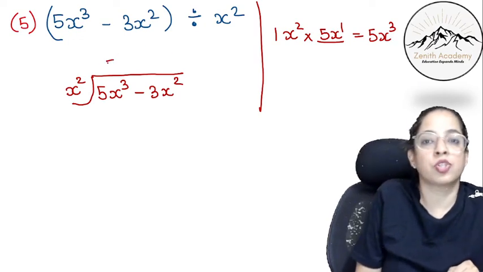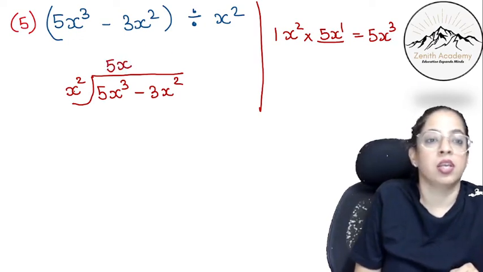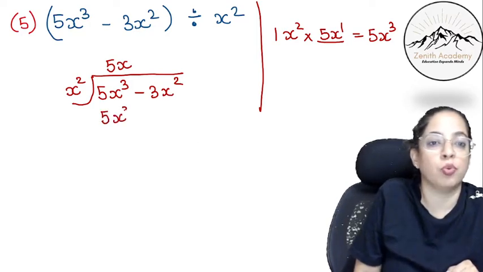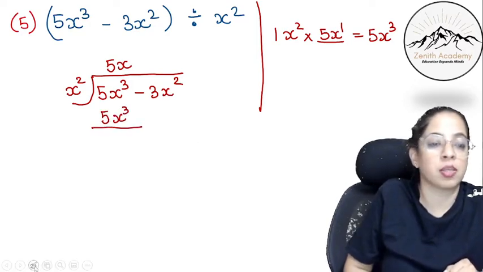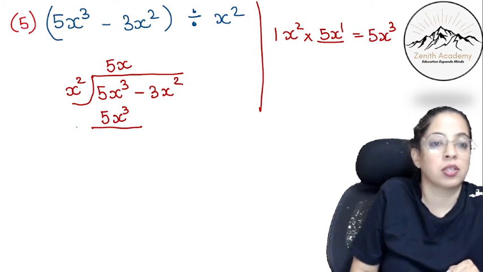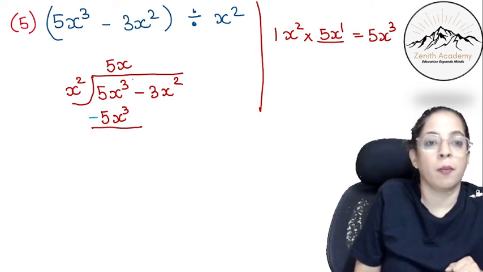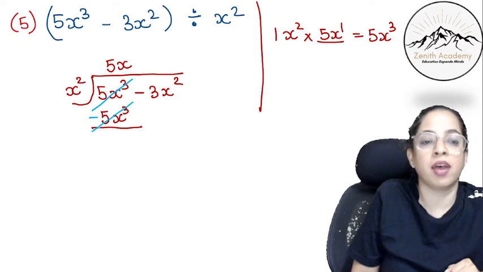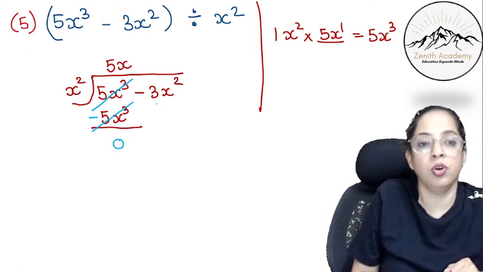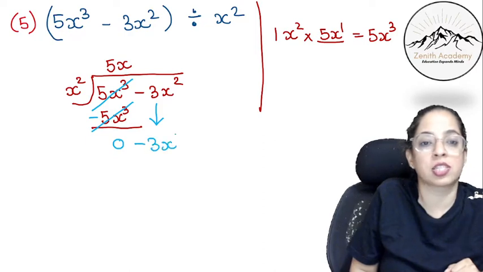So here I should write 5x. So x square into 5x should give you 5x cube. And now since we are subtracting this, there has to be a minus. Positive 5x cube and negative 5x cube gets cancelled. You get a 0. Then you bring this down. Now you have minus 3x square.